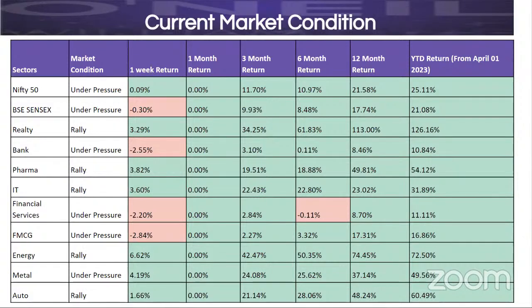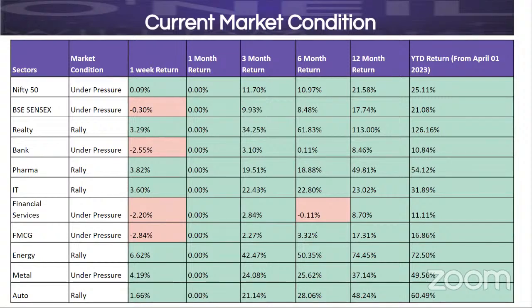1 month return, almost all indices, not only Nifty 50. I think there is some error while preparing this PPT. So the entire 1 month return shows 0.00. I think there is some error. I really apologize for this error. And then the 3 month return, you can see in the last 3 months, all the indices have given positive return.